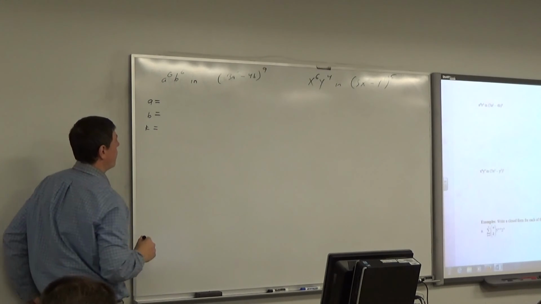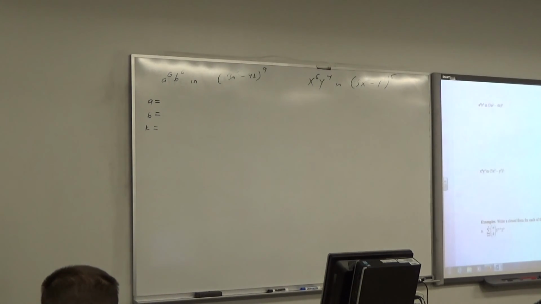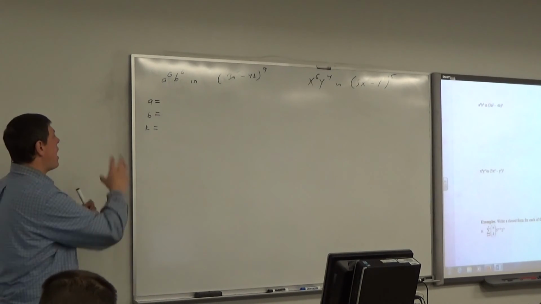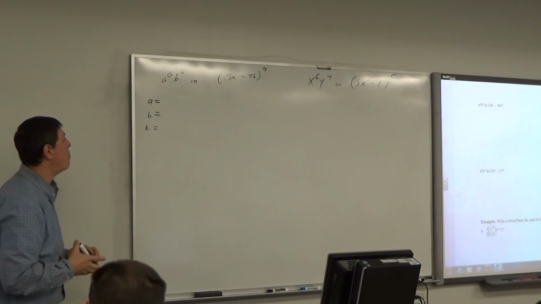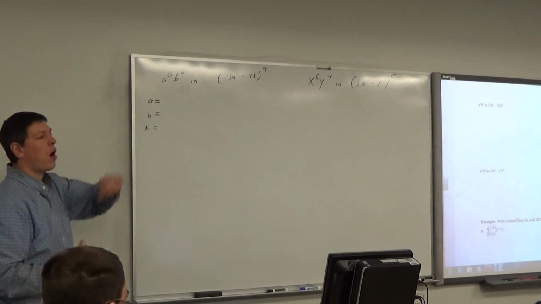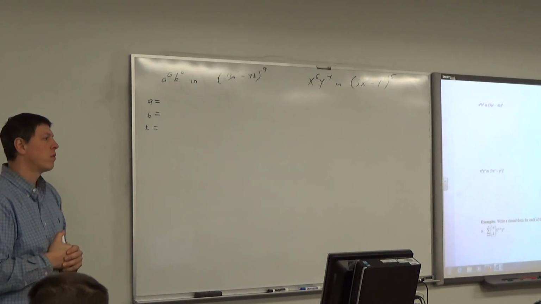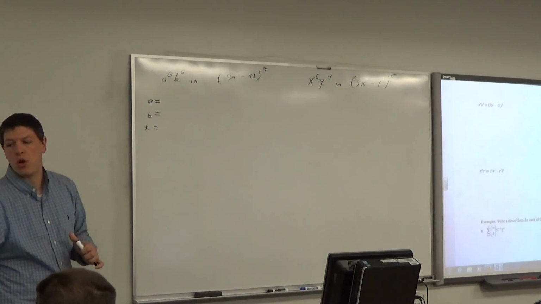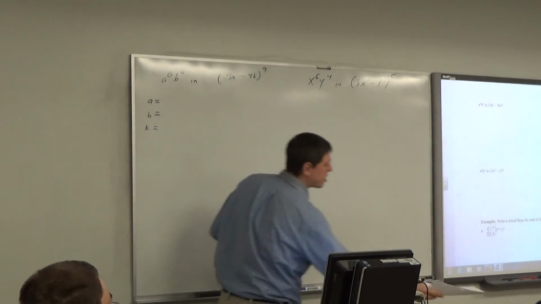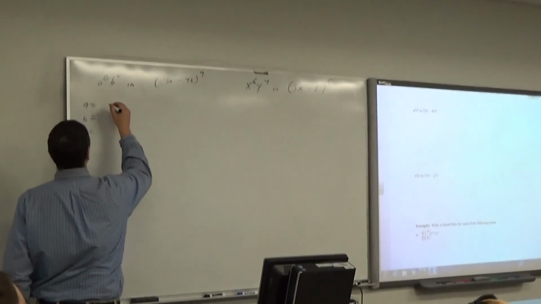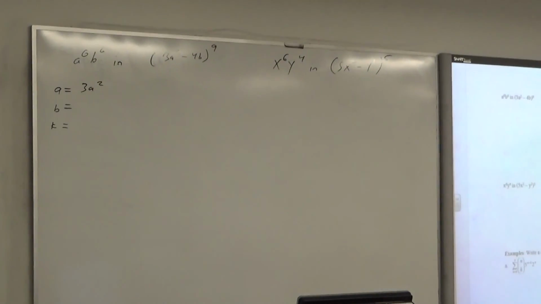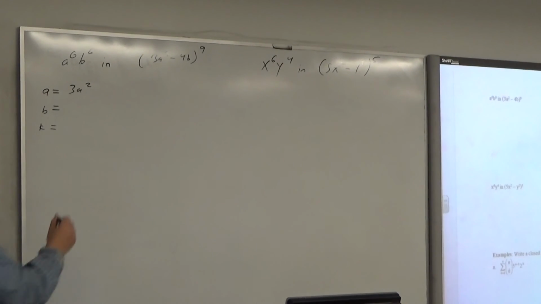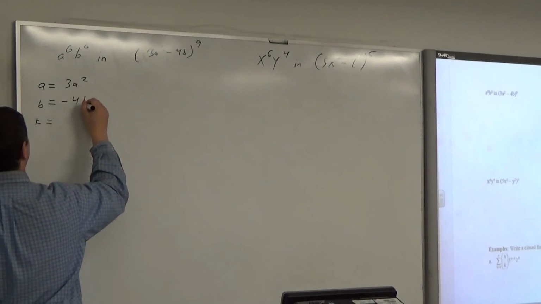If I was to ask you guys what a is, and by the way, when we say a, b, and k, we're talking about the expanded form of the binomial theorem. So in this problem, what's a for us? 3a squared. It's the first term. Thanks. So we're going to say that a is represented by 3a squared. B would be represented by what, guys? Negative 4b. Don't forget your sign there.